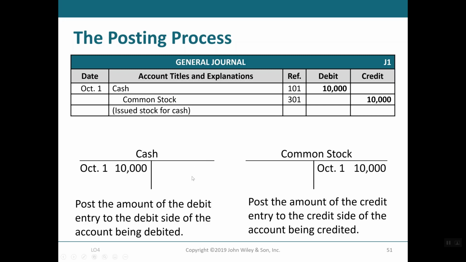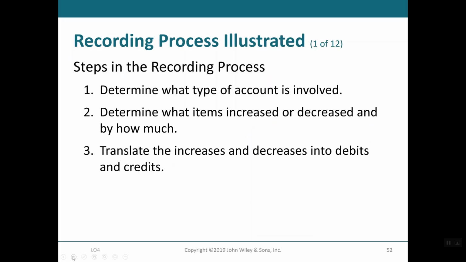Okay. So whatever you did, your analysis, you got it correct in the journal. All you have to do is to transfer it, debit to debit and credit to credit. So now we have our cash account 10,000 and our common stock, October 1, 10,000, posted on the credit side. There we go.